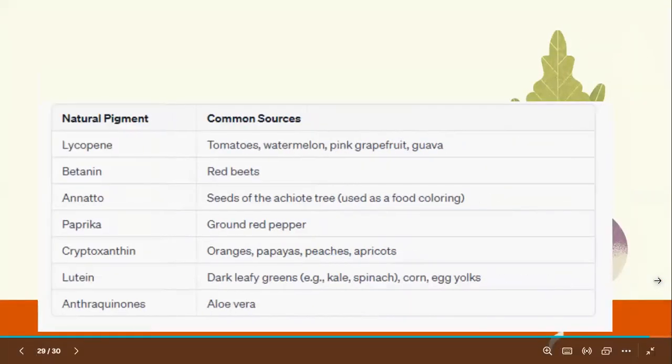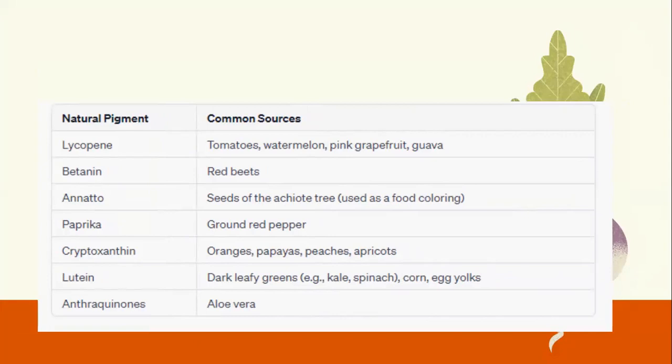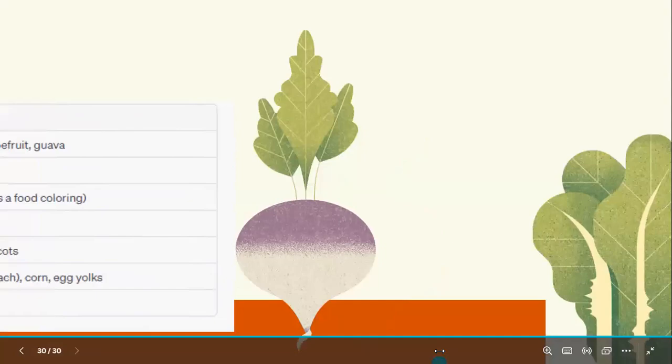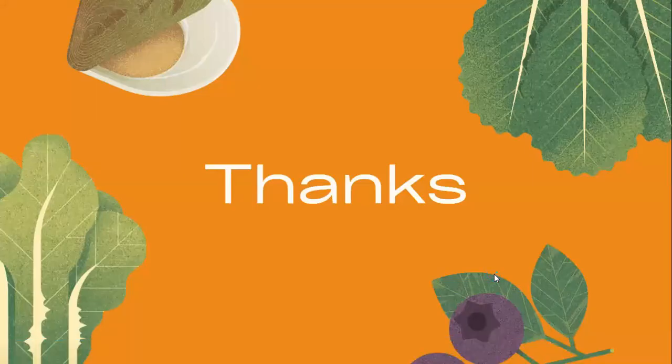Okay. Then comes lycopene, mainly present in watermelon, grapefruit, guava, tomato. Betanin, again, red beets. Then there's a color, annatto, usually used as a food color, for example in butter, for that yellowish, pale color. Then comes paprika, which gives you that red pepper, capsicum color. Then cryptoxanthin, present in oranges, papaya, peach, apricot. Lutein is there in dark leafy greens and corn, egg yolks, etc. Then anthraquinones are seen in aloe vera. So these are the different pigments.